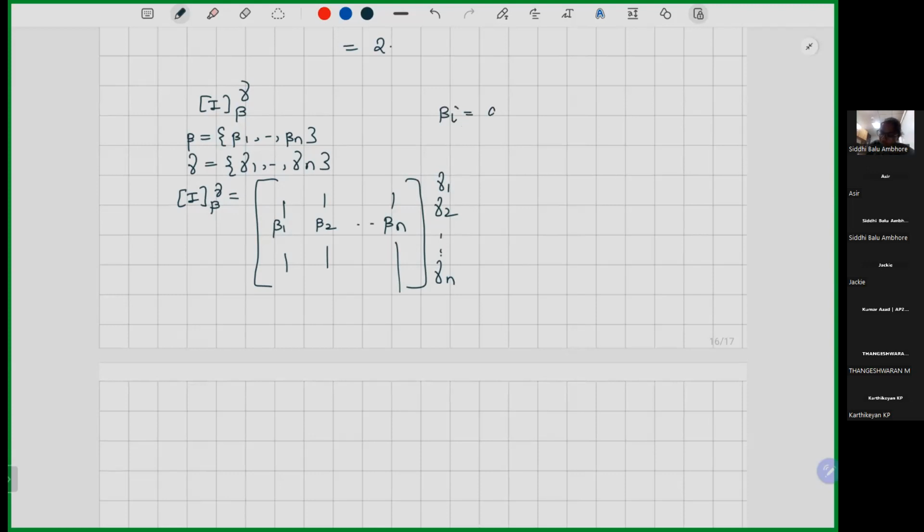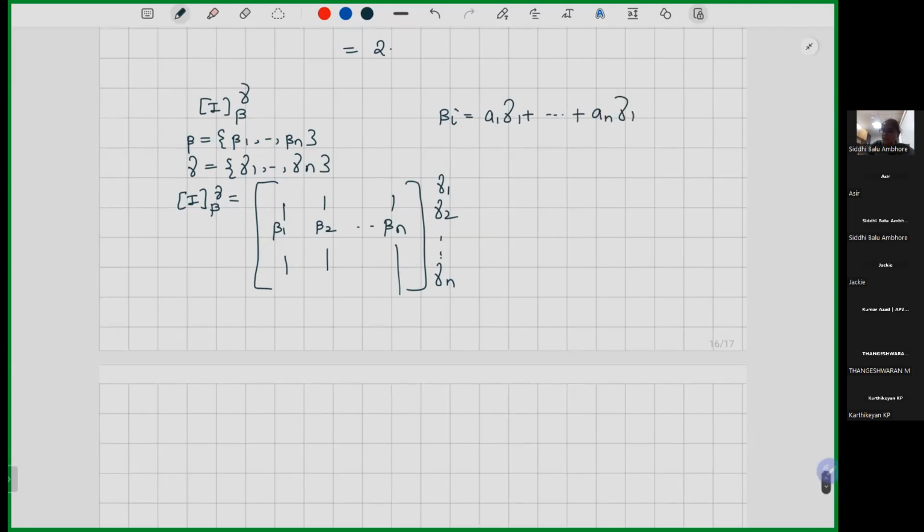So beta i will be some, let me write these random numbers, a1 gamma 1 and so on up to an gamma n. I can write this, right? Because these gamma 1 to gamma n are a basis of V, and this is also a basis of V. So I have this beta i written in terms of gamma 1 to gamma n. Every element we can express uniquely in terms of basis elements, so this is that expression.